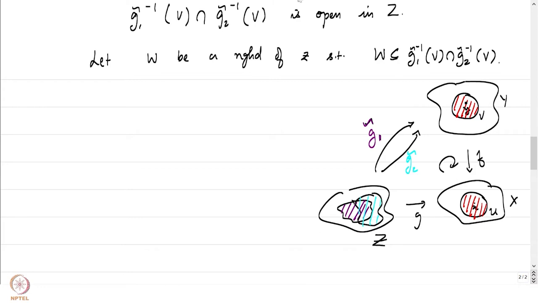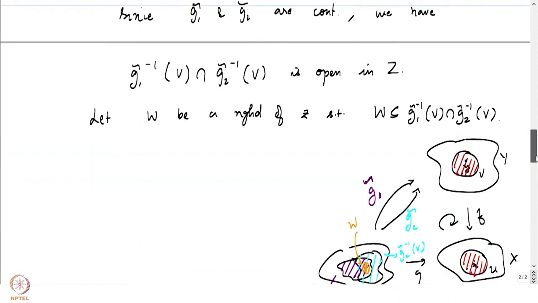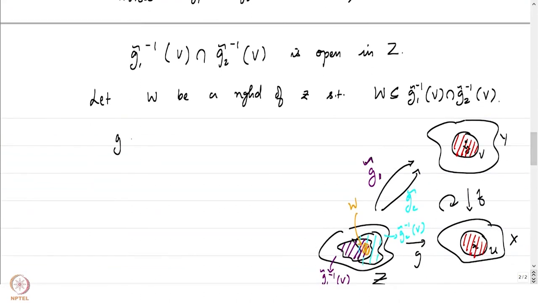And somewhere in this intersection, this is the point Z was here, let's say, and the orange is some neighborhood which is contained in the intersection. That's precisely going to be our W. So let me give the names to this. This is going to be G1 tilde inverse of V. This blue is going to be G2 tilde inverse of V, and the orange is precisely the W. Okay, so that's the picture that was captured very concretely above. And notice that G1 tilde of W and G2 tilde of W both are contained in V. That is the primary observation here.